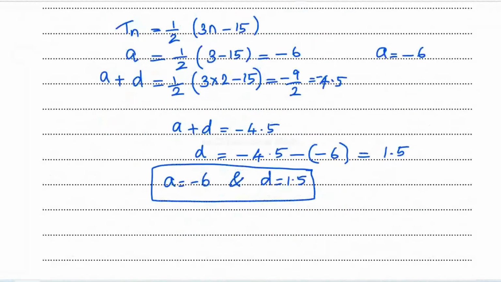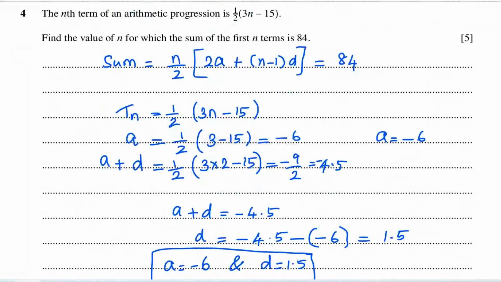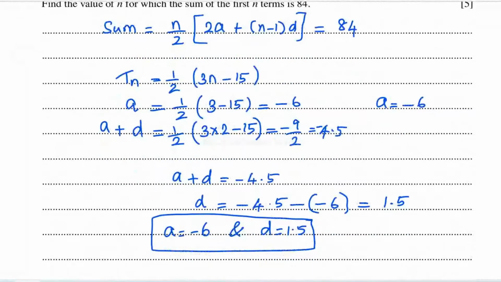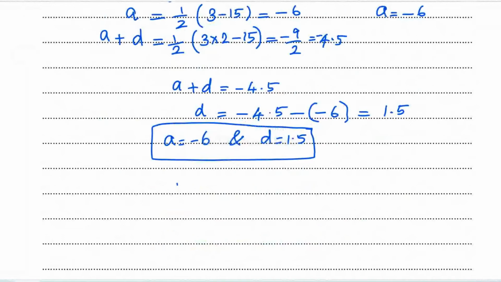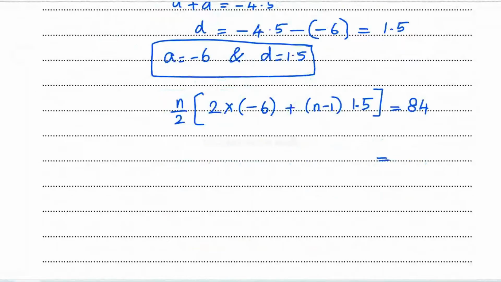So let's substitute the value of a and d in the sum of the nth term. So n over 2 multiplied by 2 multiplied by a is negative 6 plus n minus 1 multiplied by d is 1.5 equal to 84. So 2 multiplied by 84 is 168.